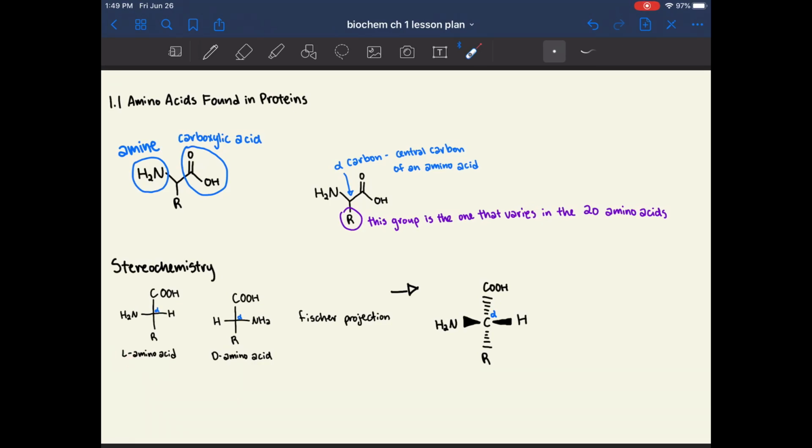So if you remember how to translate a Fisher projection into a version you're more familiar with, you take the horizontal lines and turn them into wedges, and the vertical lines and turn them into dashes. So here I've drawn out the L amino acid, and as you can see, or if you remember from organic chemistry, all of these L amino acids will be in your S absolute configuration. There are 2 notable exceptions to this rule, and I'll talk about them in the next slide.